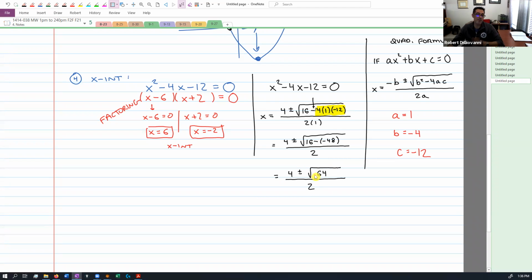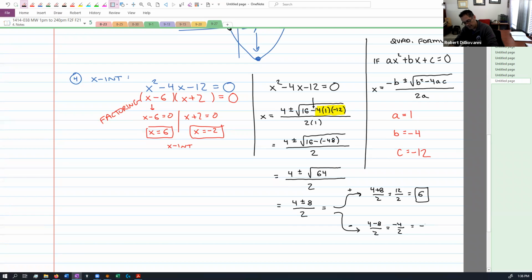Now, the square root of 64 is actually a number that we know, hopefully, right? 8. So this becomes 4 plus or minus 8 over 2. At this point, I like to realize that this is 2 different answers. The first answer is what happens when I use the plus from the formula, and the second is what happens if I use the minus. If I use the plus, it becomes 4 plus 8 divided by 2, which is 12 divided by 2, which is 6. And if I use the minus, I get 4 minus 8 over 2, which is negative 4 over 2, which is negative 2.